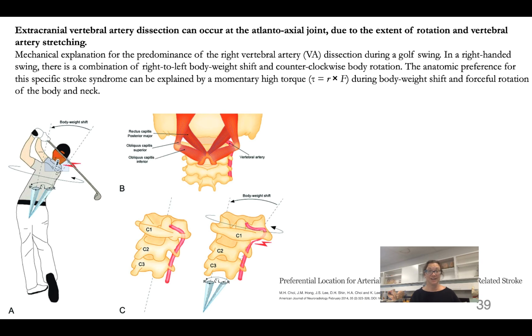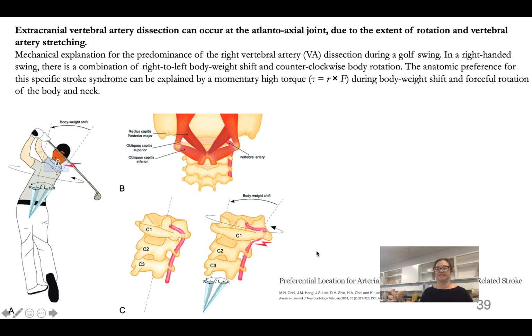One is the right-handed golf swing, which is the predominant swing in golf. And it's the torque created at that joint in golf that can lead to, you can see the artery is stretched, so it's thinner at this point between C2 and C1, and that renders it prone to arterial dissection.